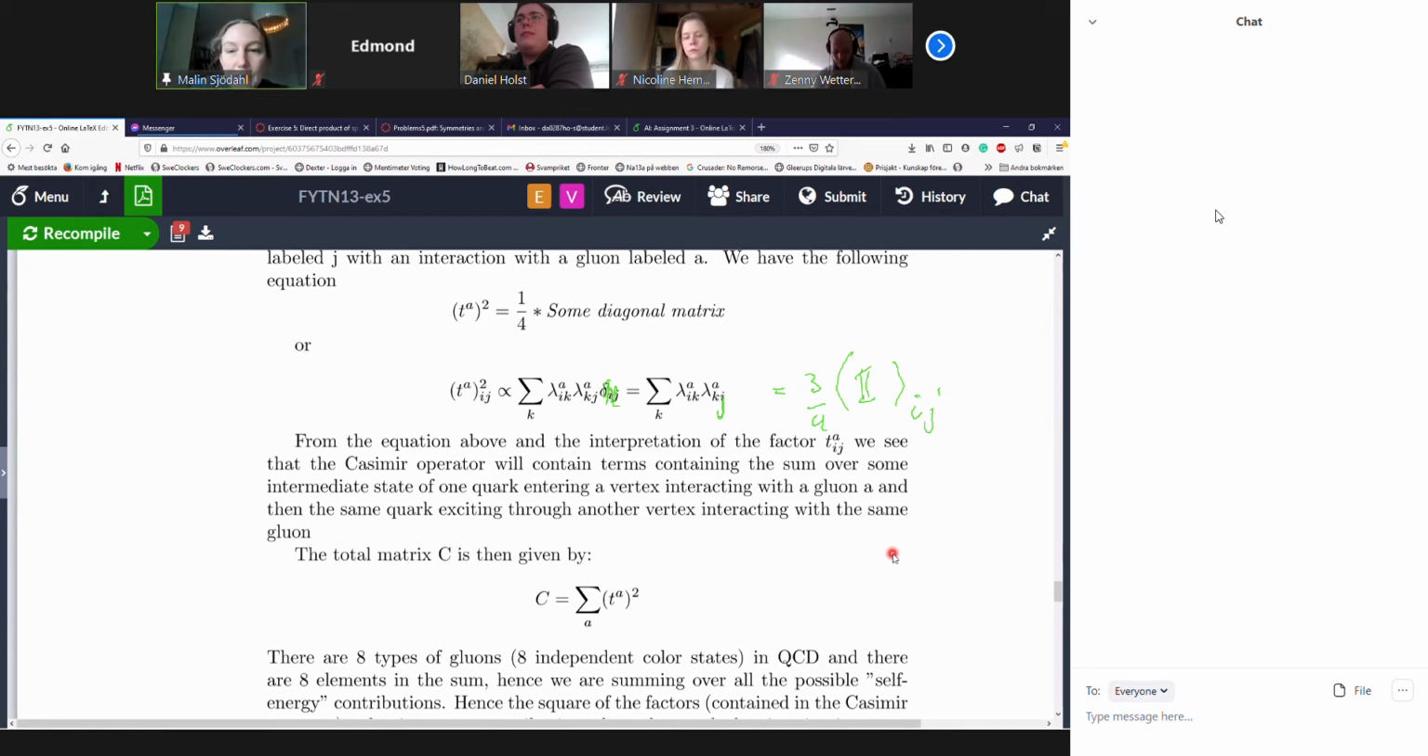Now, taking components I and j of this matrix just gives us a delta ij. So this is then 3/4 delta ij. So in this way, one has derived that the color of the incoming quark, say I, red, green, and blue, must be the same as the color of the outgoing quark, say J, red, green, and blue.